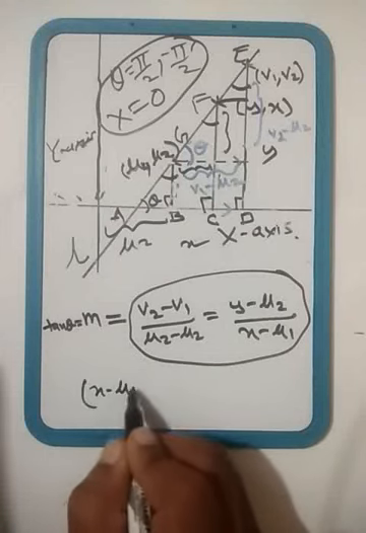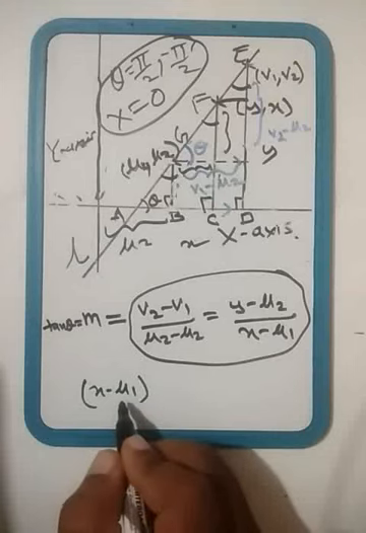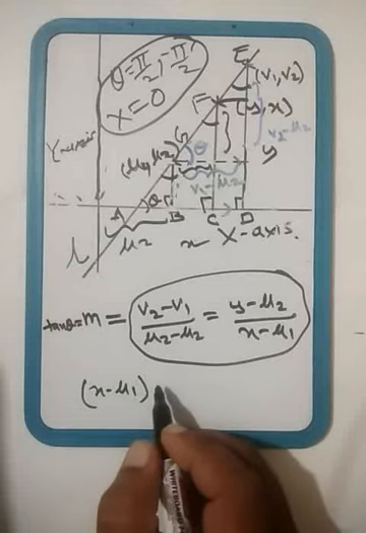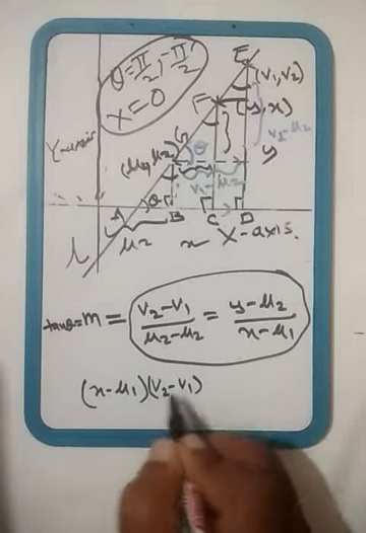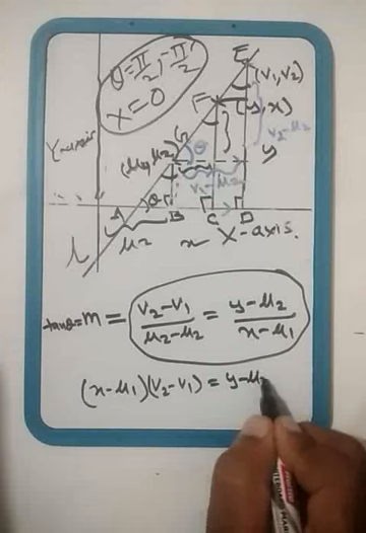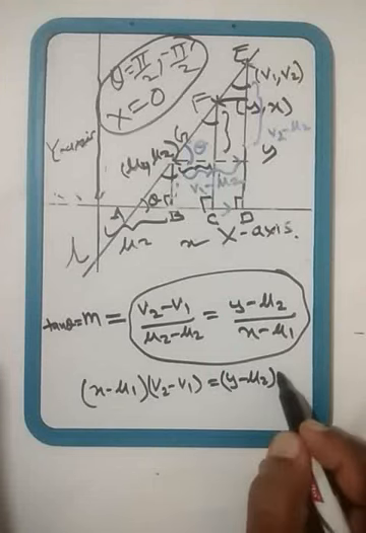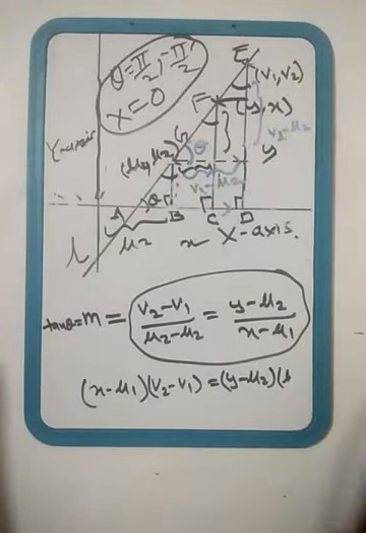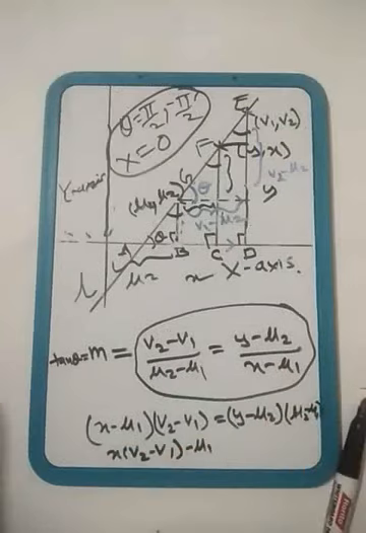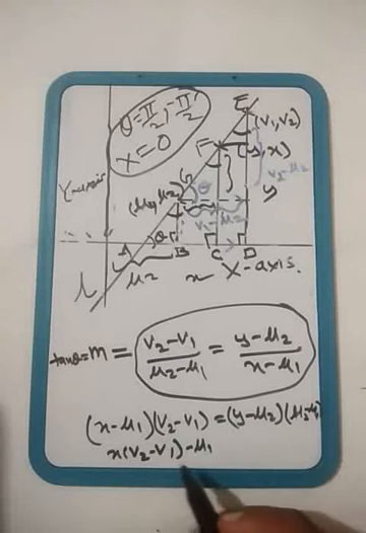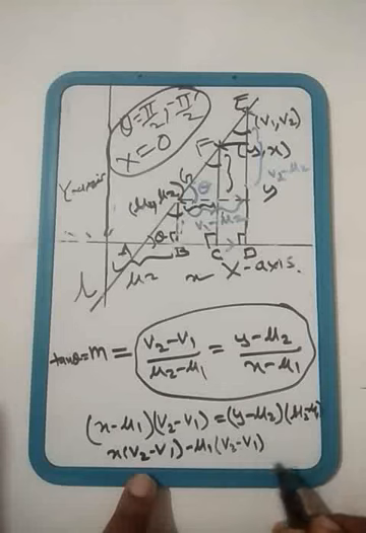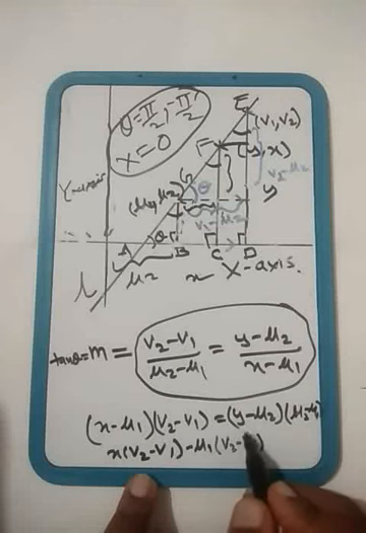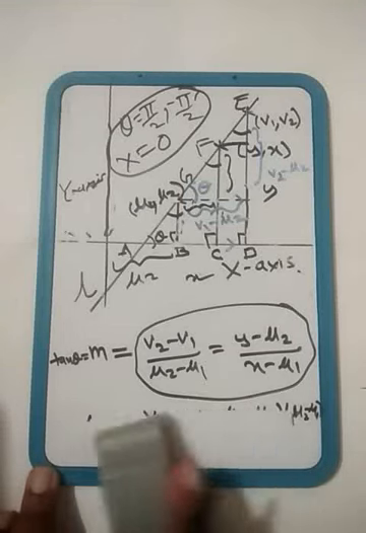We get that x minus u1 into y minus u2 into, here it is u1. So what we have left was, this is u1 times v2 minus v1. Okay. I'd rather what we'll do is a very simple thing.